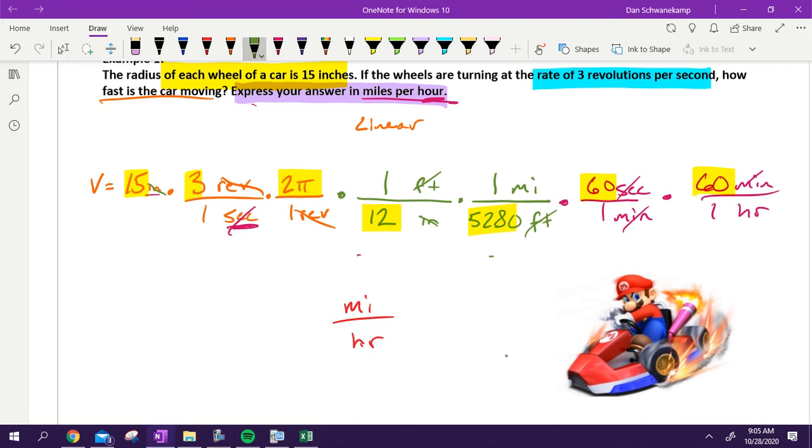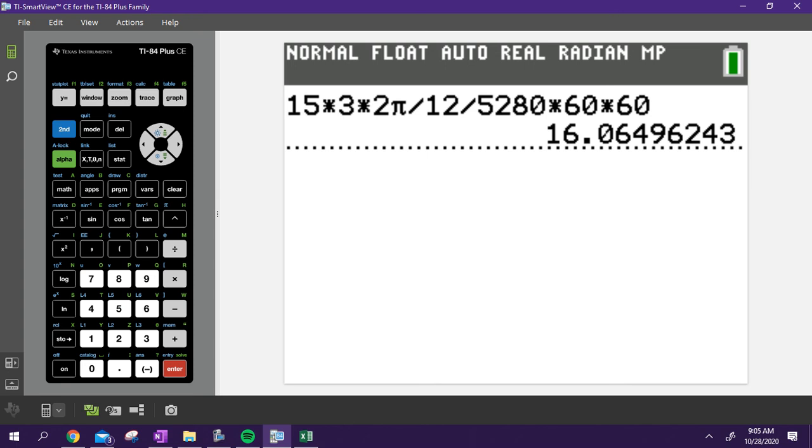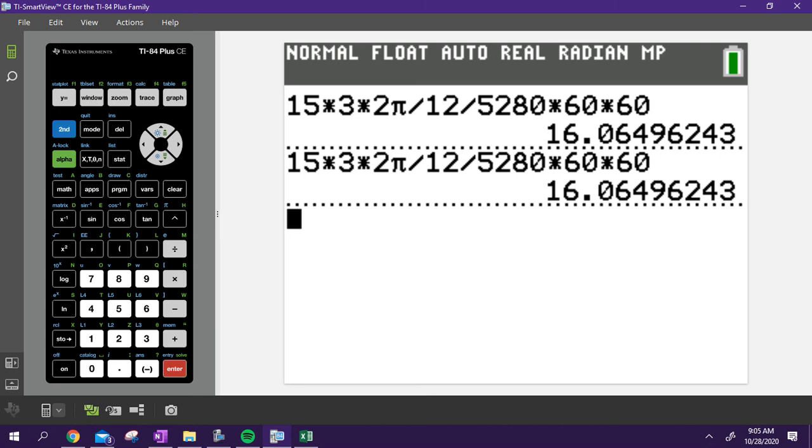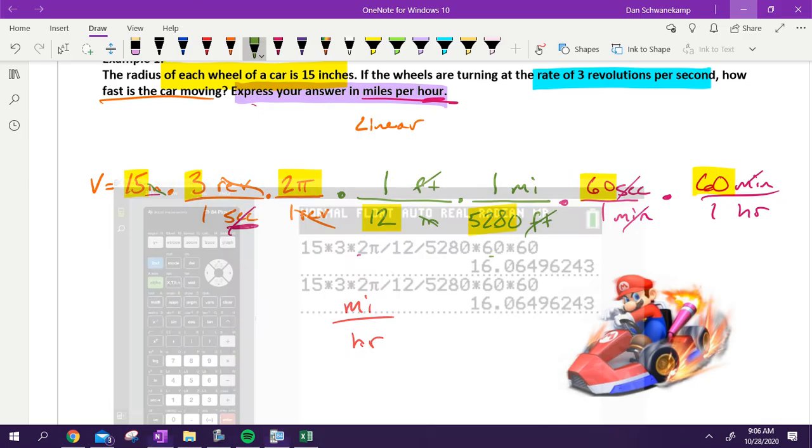We take that whole thing, we plug it in. Show me thumbs up if your answer is bigger than 16, thumbs down if your answer is less than 16. Did you include pi with it? No, include pi with it. 15 times 3 times 2 pi. You've got a pi button. Don't round it. Use your pi button. Divided by 12. Divided by 5280. Times 60 times 60. I hit enter. I get 16.065 miles per hour.